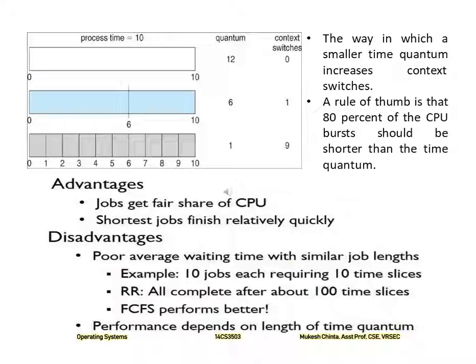Some disadvantages regarding this topic. The first is the poor average waiting time with similar job lengths. For example, 10 jobs each requiring 10 time slices: round robin completes all after about 100 time slices, and FCFS performs better.